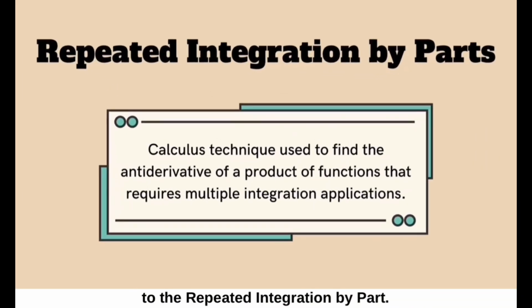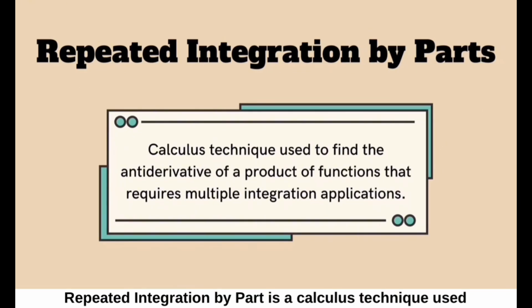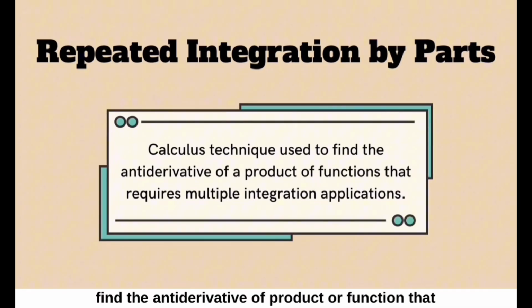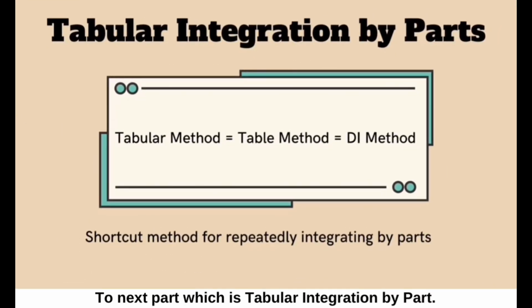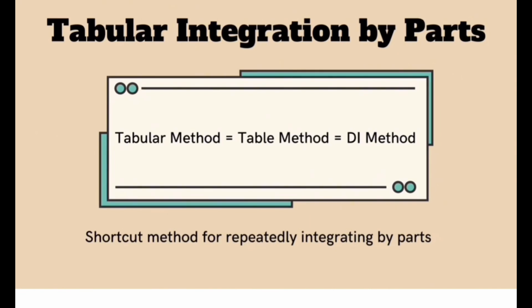Then we move to repeated integration by parts. Repeated integration by parts is a calculus technique used to find the antiderivative of a product of functions that requires multiple integration applications. Next is tabular integration by parts. Tabular integration is a tabular or table method, also called the DI method, where D is differentiation and I is integration. Tabular integration is a shortcut method for repeatedly integrating by parts.